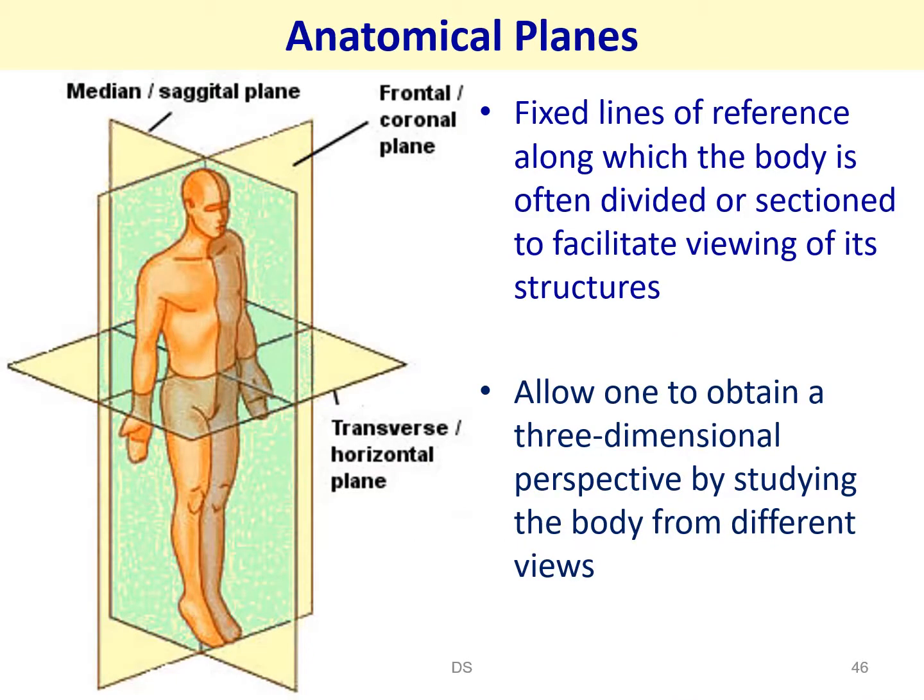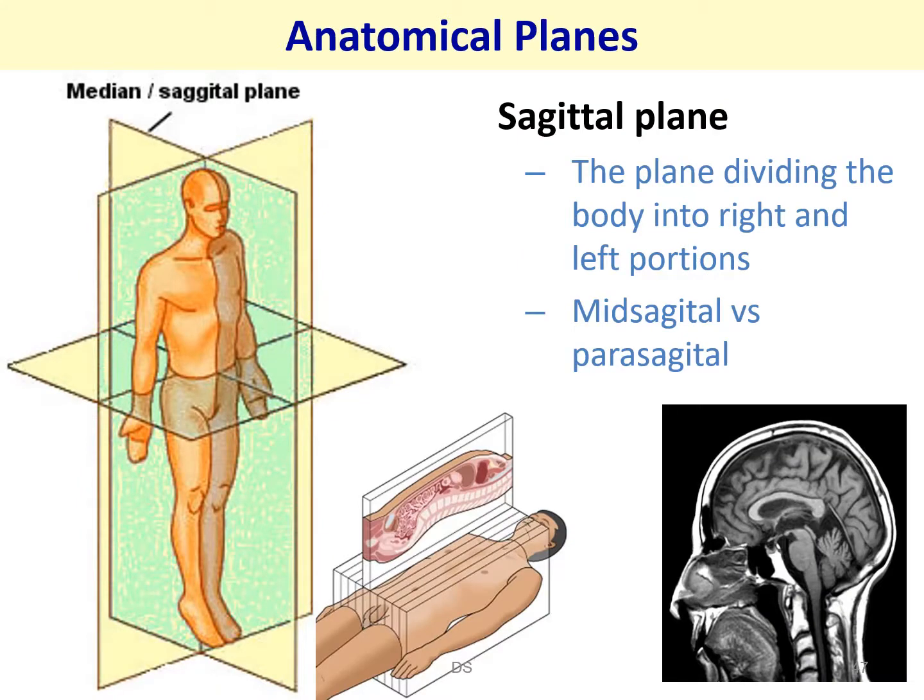The anatomical planes, which section or divide our body. There are different types of planes, like the sagittal plane. This is the sagittal plane, the green one, that divides our body equally into right and left. This plane is the sagittal plane.